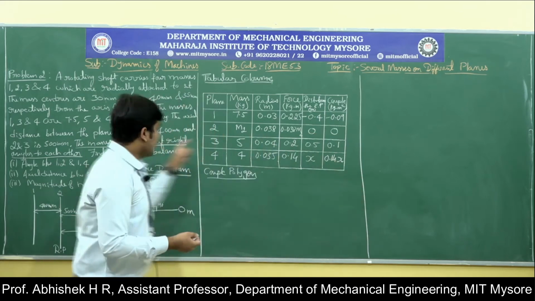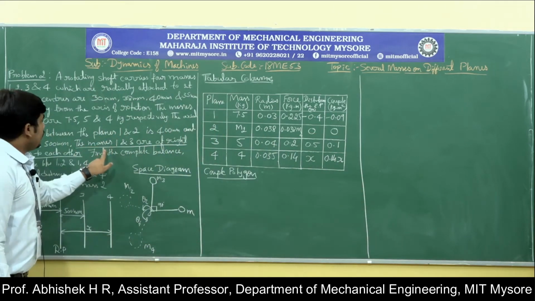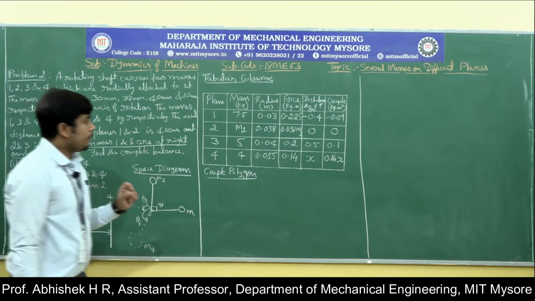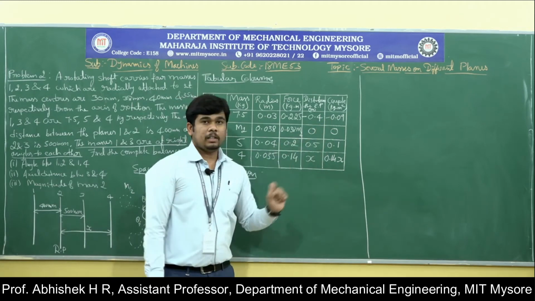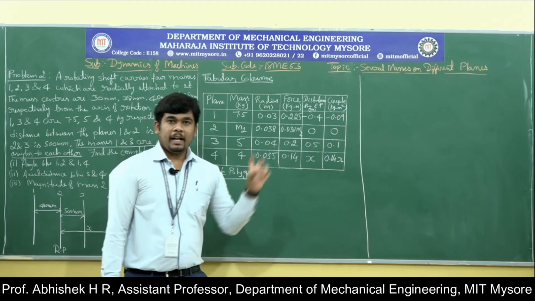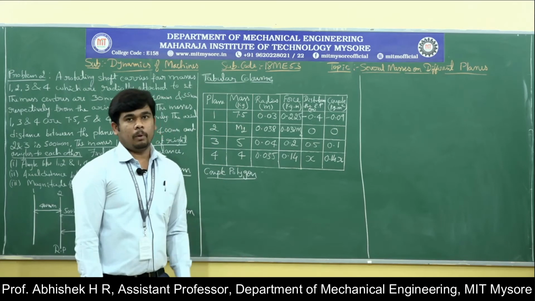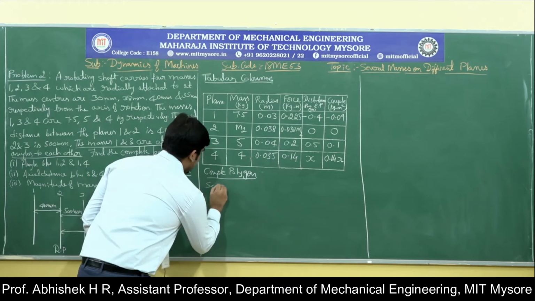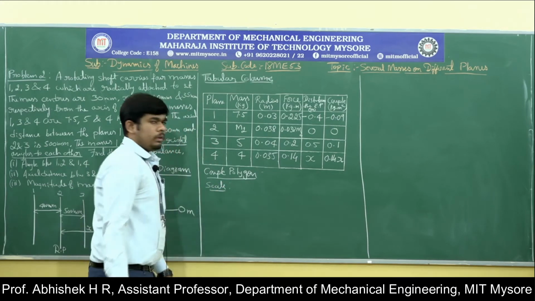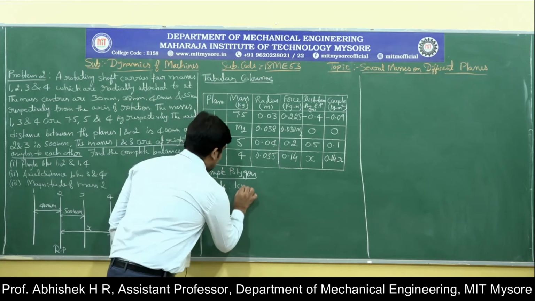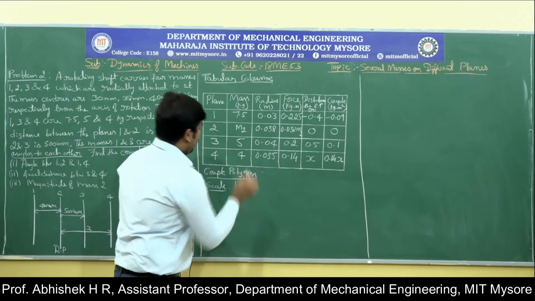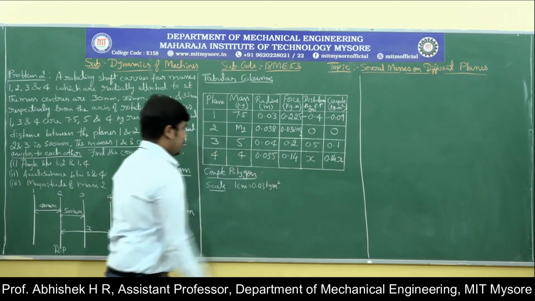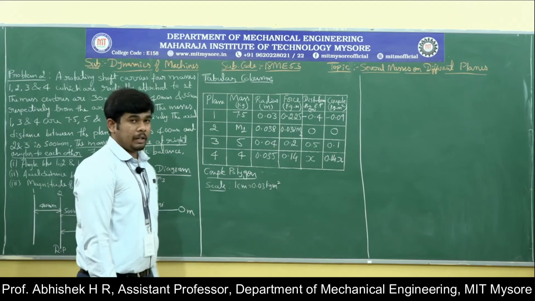That is why they have given in the problem statement that the masses 1 and 3 are at right angles to each other, which means the angle between 1 and 3 is how much? 90 degrees. So using that hint we can construct the couple polygon. Okay, now let us start the construction. Just take a scale. I will take 1 centimeter equal to 0.03 kg meter square, so that it will be easy to construct.